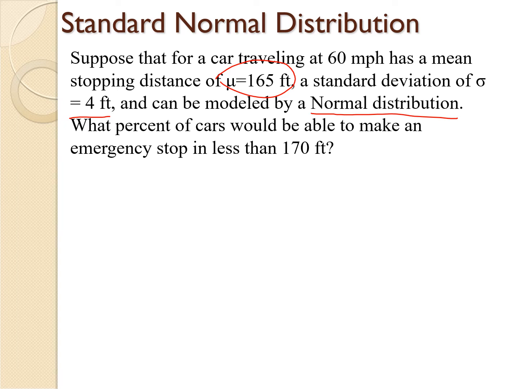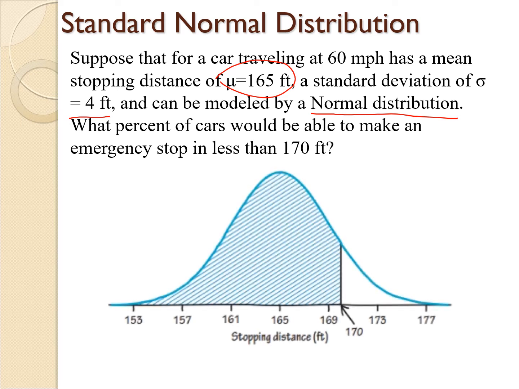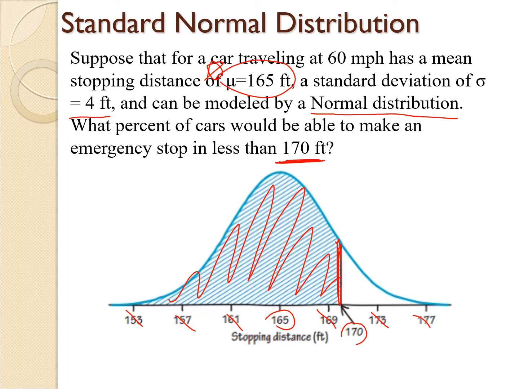So the first step for any problem like this is to actually sketch out what we're looking for. We draw this little bell curve. We're going to put the mean right in the middle. We don't need these numbers here; you can skip all those. What we do want is the cutoff for what we're looking for. So we want to make this emergency stop in less than 170 feet. So we're going to draw that line on the curve. And we're going to shade to the left because we're looking for the probability that we can stop in less than that distance.